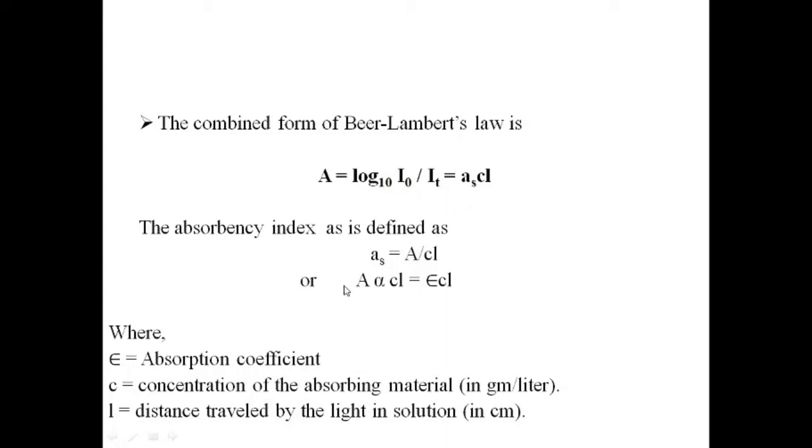Or we can modify this equation, can say that A is proportional to, provided here it is assumed that AS is constant. So if we treat this AS as constant, then we can say that absorbance is proportional to the concentration of the solution and length of the solution. So it is the product. So equating this, this notation is for the absorption coefficient, where we can say that A is equal to epsilon CL, that is the absorption coefficient, product of the concentration of the solution and the length traveled.